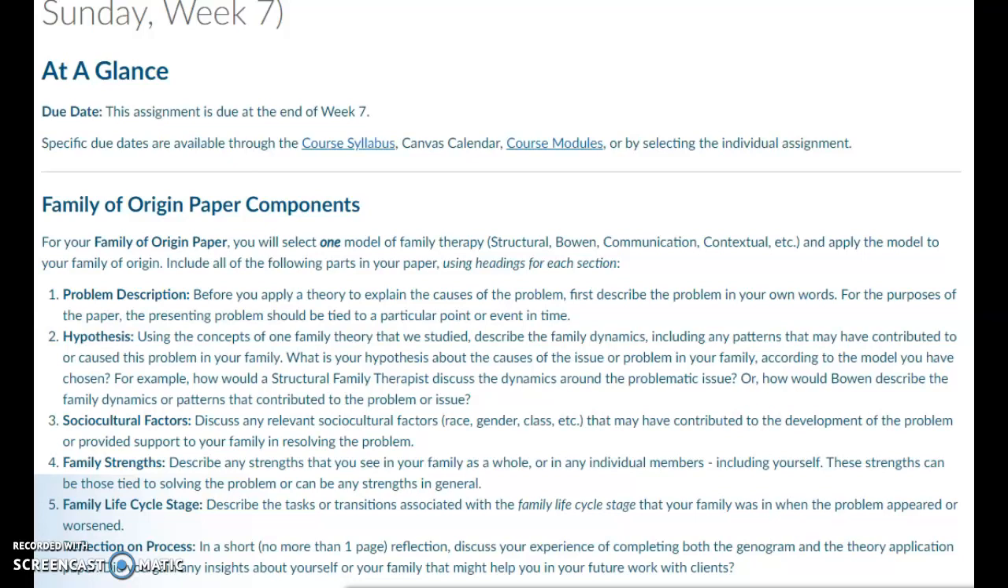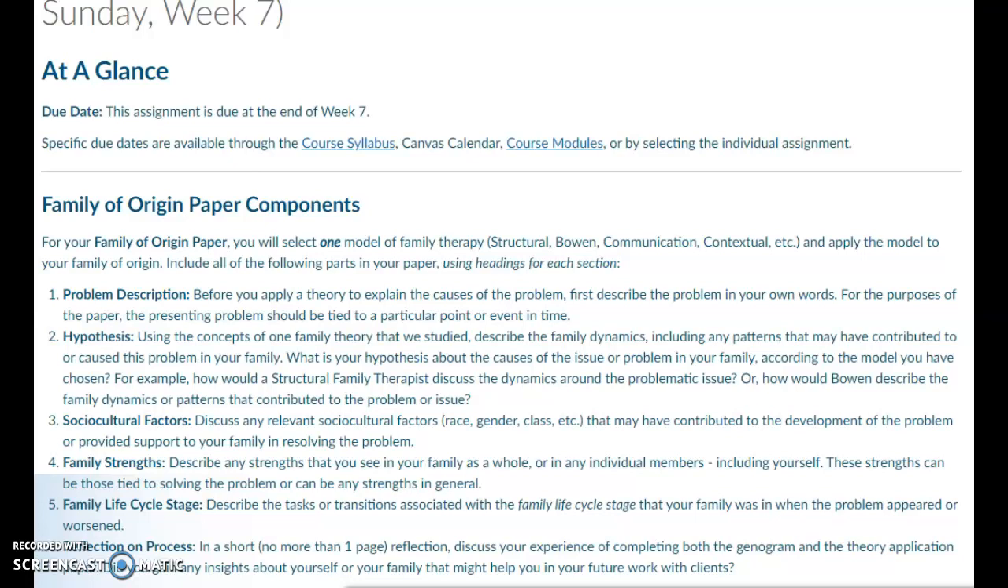Specifically, if you're looking at Bowen theory, that places a little bit more focus on the individual within the family. If the problem you chose is a problem which includes extended family, it might be appropriate to focus in on your immediate family for this section, just to keep it a little bit more simple.